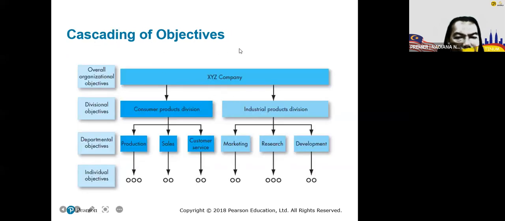This is the cascading of objectives. You see, the overall organization objective for company X, Y, Z. They have the divisional objective. Number one is the consumer product division, and number two is the industrial product division. Under the division objective, they have the departmental objective. For example, production, sales, customer service. Under the industrial product division, they have marketing, research, and development. Then the bottom is the individual objective. So organizational objective, followed by divisional objective, departmental objective, and last, at the bottom, the individual objective.